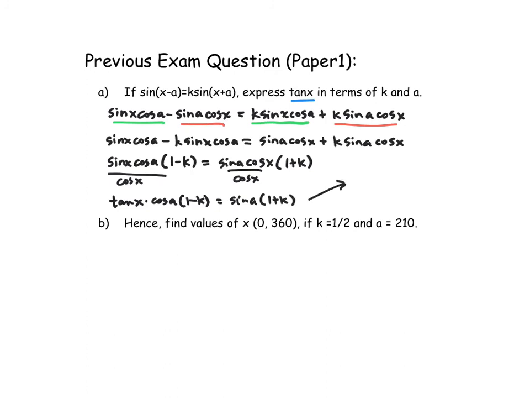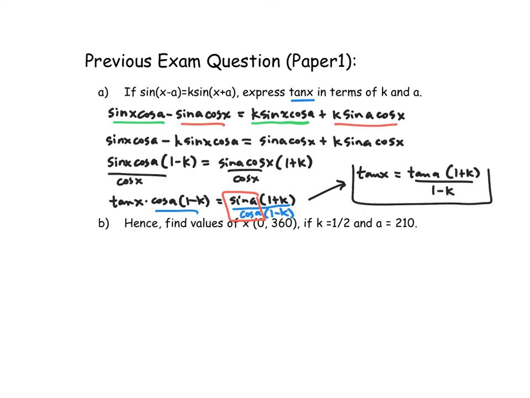All right, I'm close. I've got tangent x, but I want to get tan x alone. So I'm going to divide everything by cosine a (1 minus k). If I divide this right here by cosine a (1 minus k), I will get tan a. So that'll equal tan a times (1 plus k) over (1 minus k). Look at that. I got tan x all alone. I got an expression in terms of a and k.